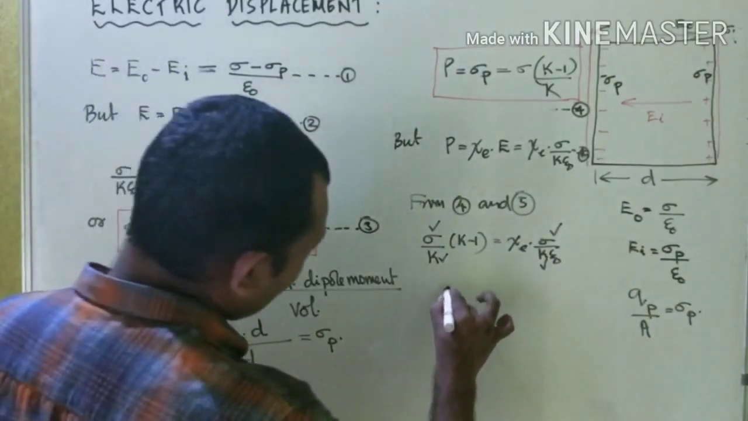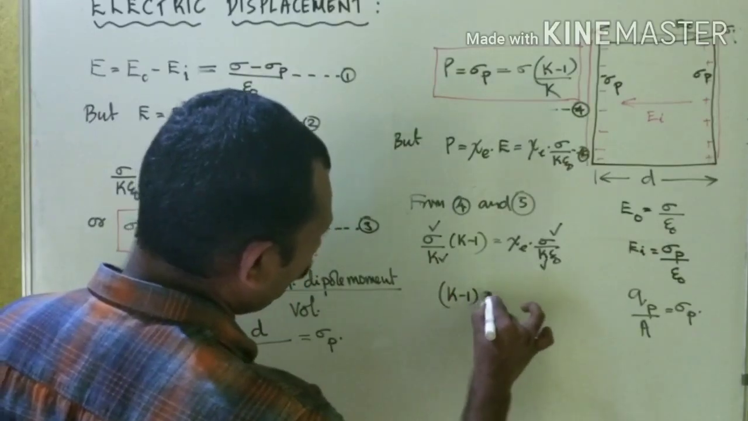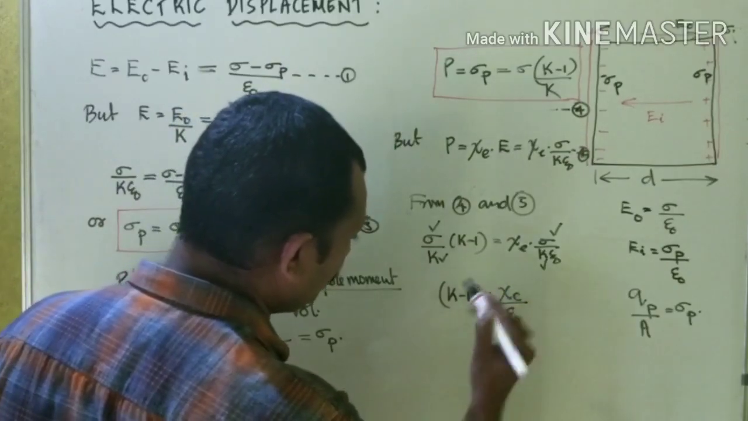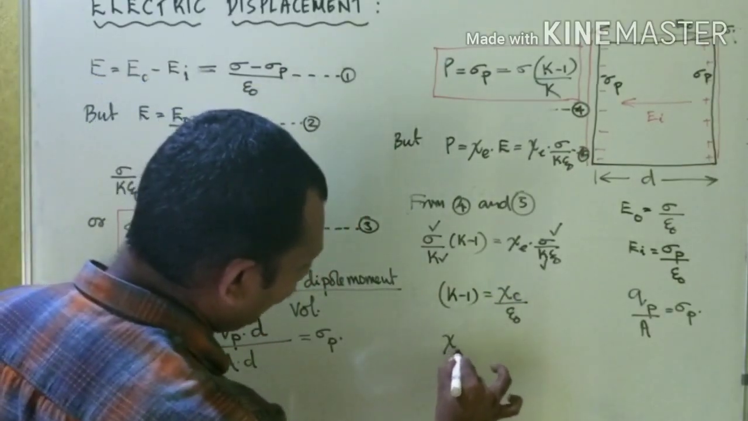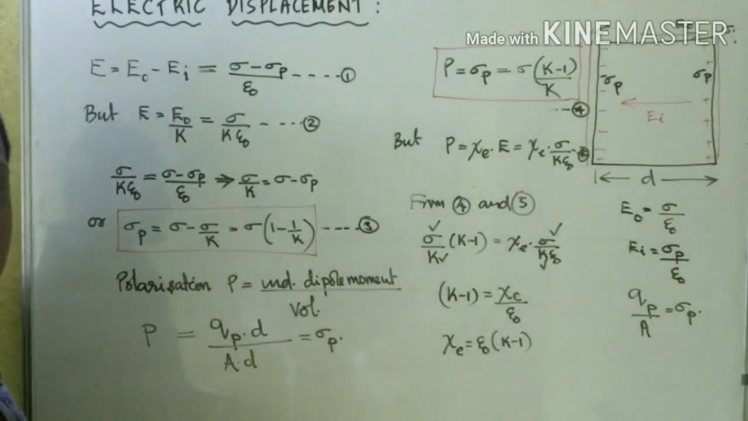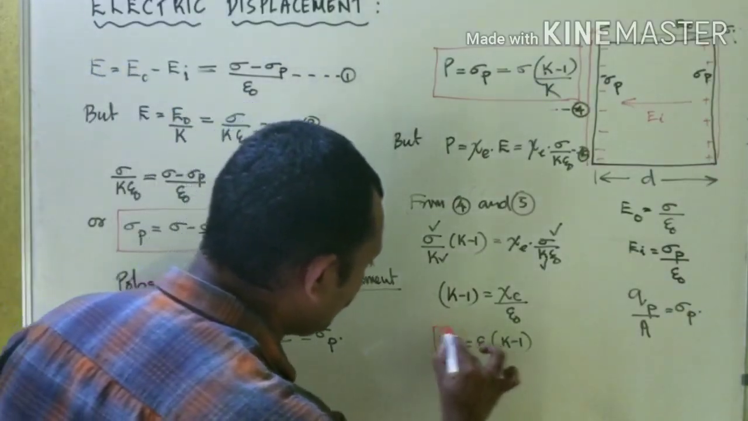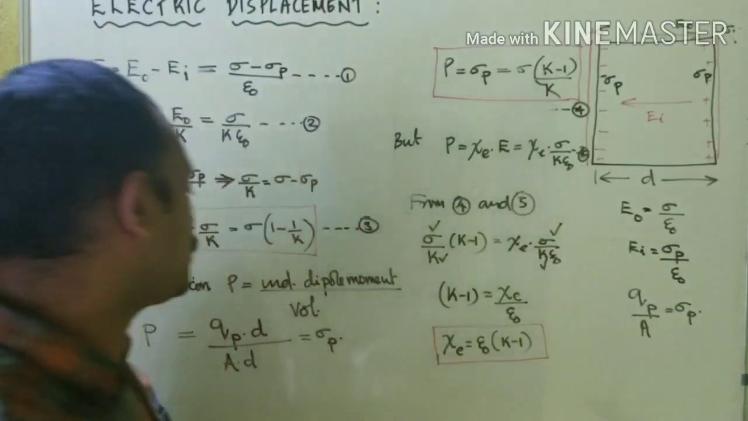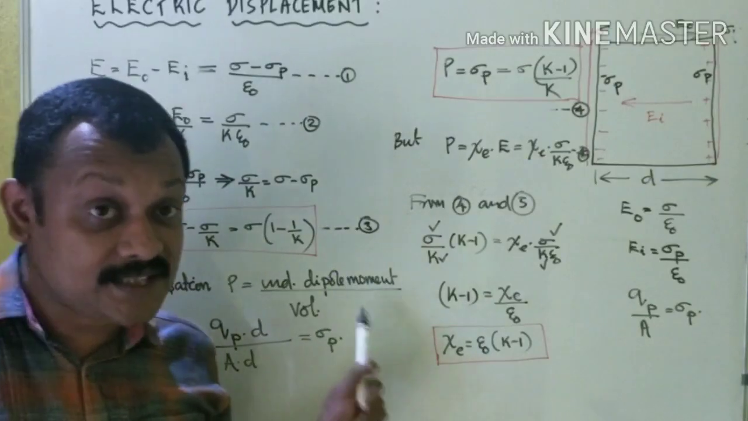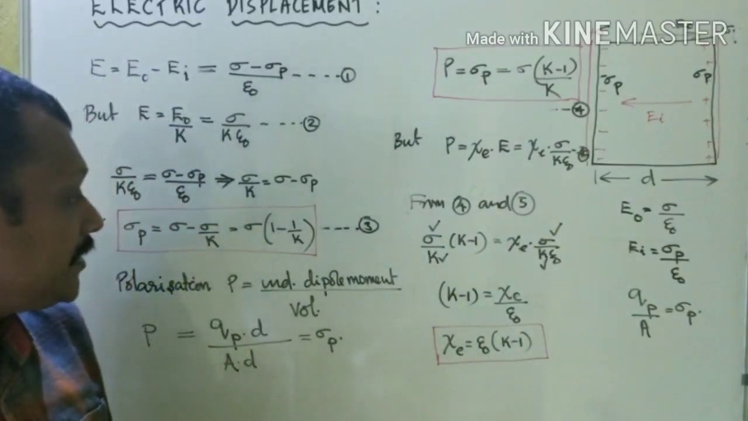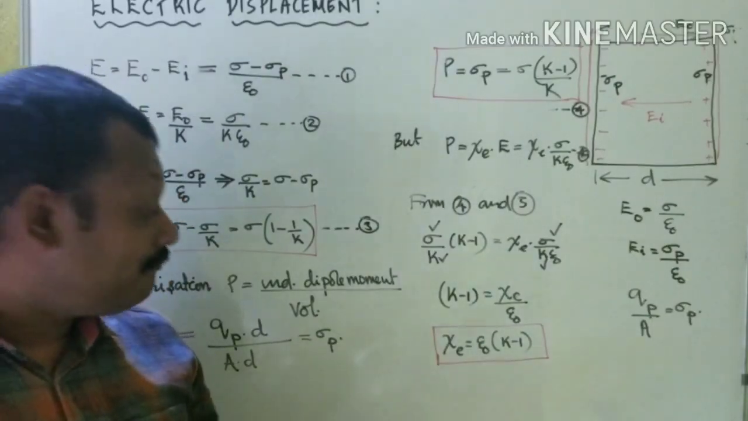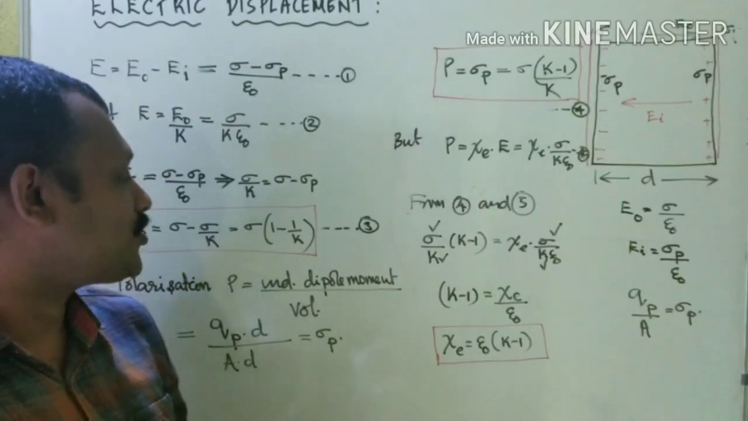What does that mean here? Left side we have K minus 1. Right side we have chi E divided by epsilon 0. That concludes chi E is equal to epsilon 0 into K minus 1. This is an important answer. The expression for electric susceptibility chi E, chi E stands for electric susceptibility, that is equal to epsilon 0 into K minus 1, where K is dielectric constant.